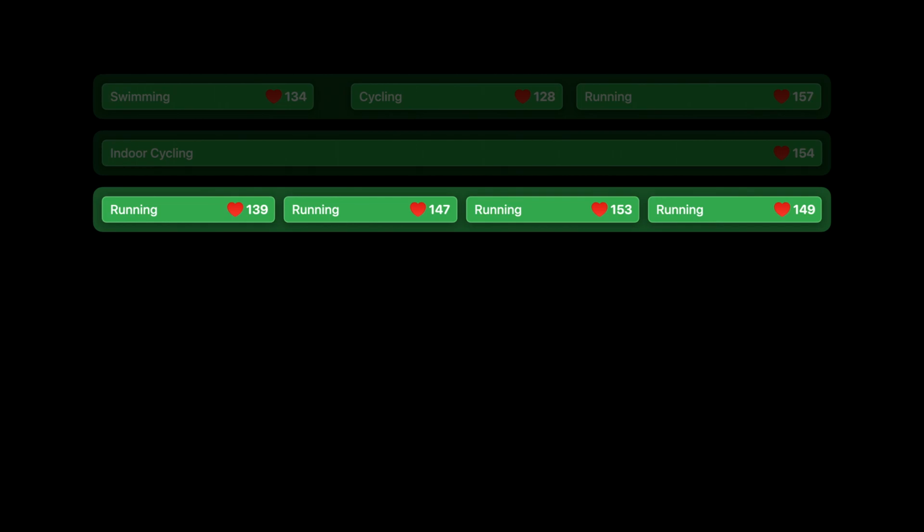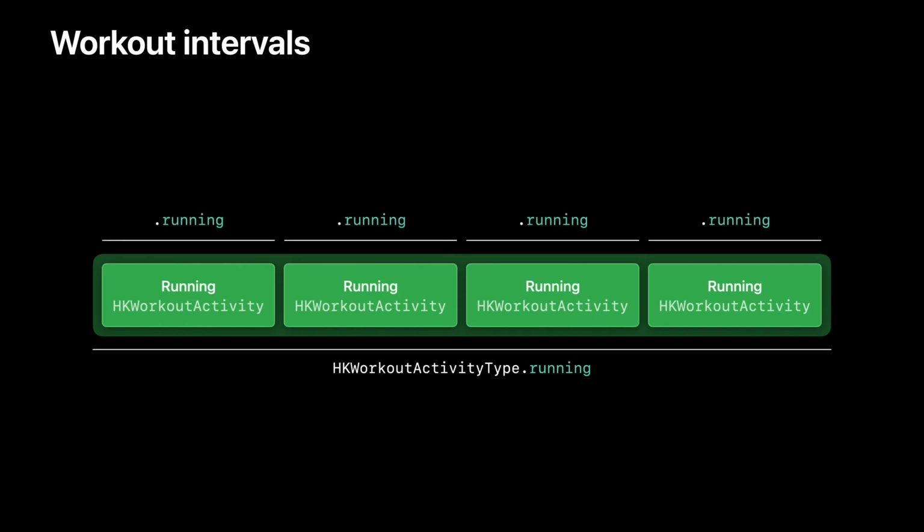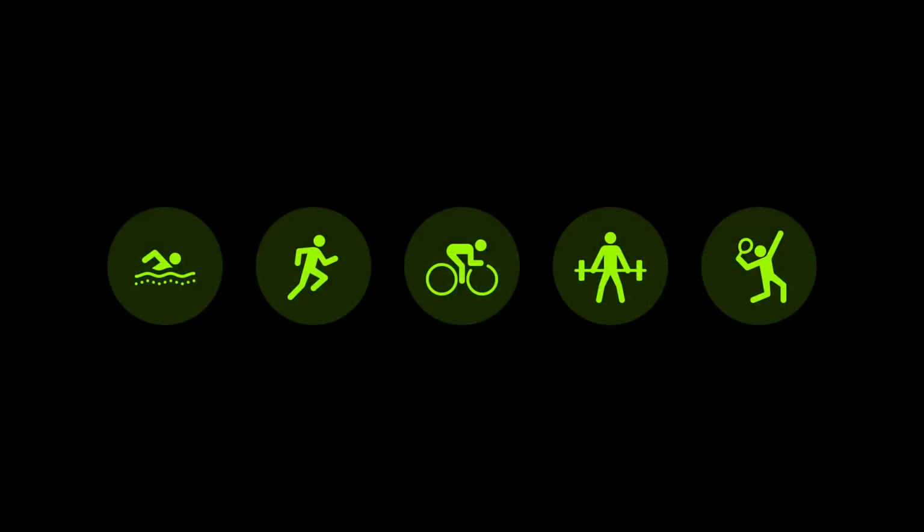One of my recent workouts consisted of 4 running intervals. Using HKWorkoutActivity is a great way to capture these intervals. You just need to make sure that all activities of an interval workout have the same activity type as the workout. So for a running workout, all activities are configured with the running type. One benefit of using workout activities to track intervals is you can get statistics for each interval. With these updates, workouts now include a more comprehensive picture of their activities and the context surrounding them.